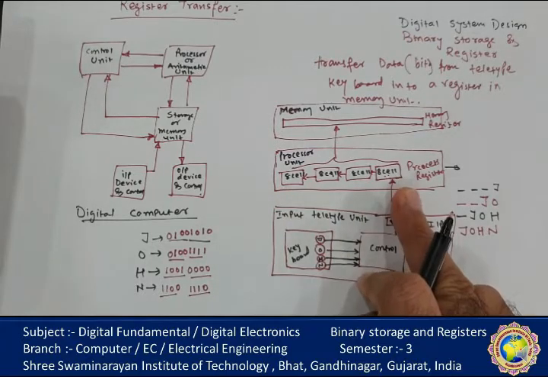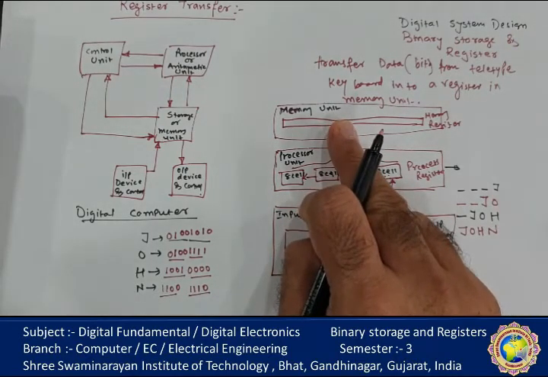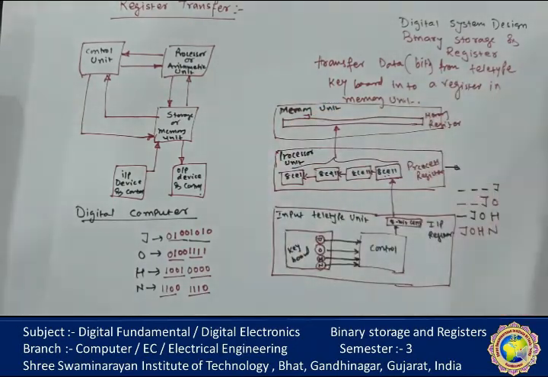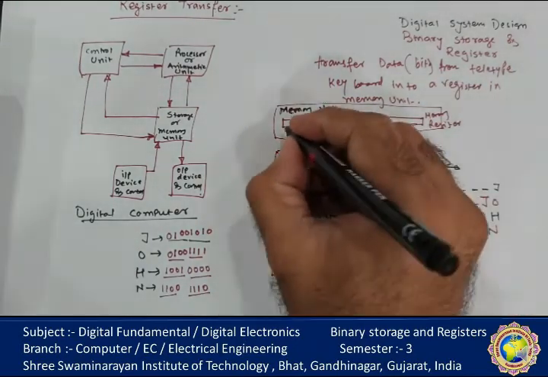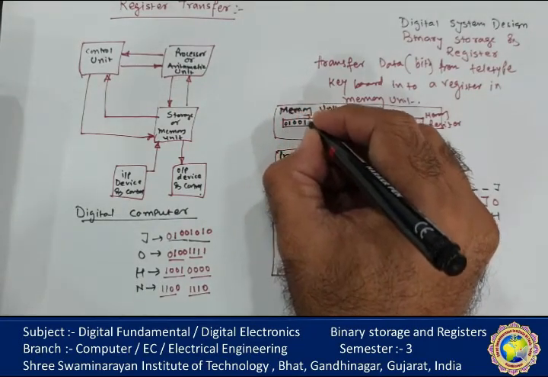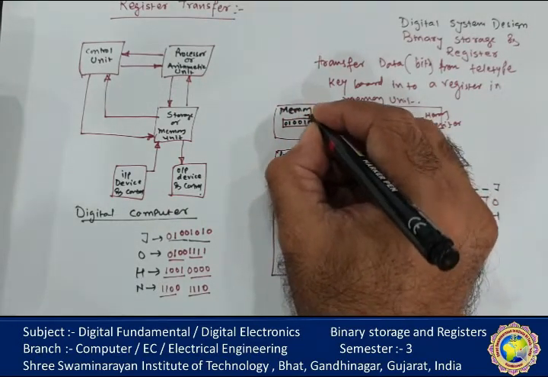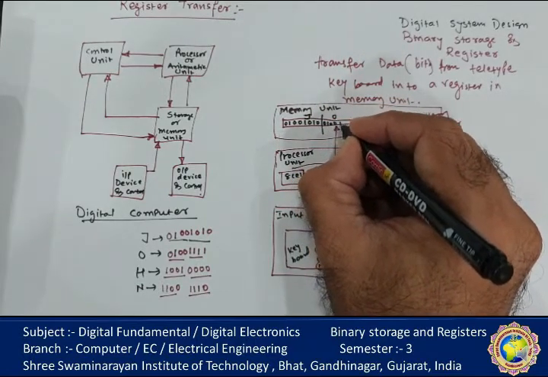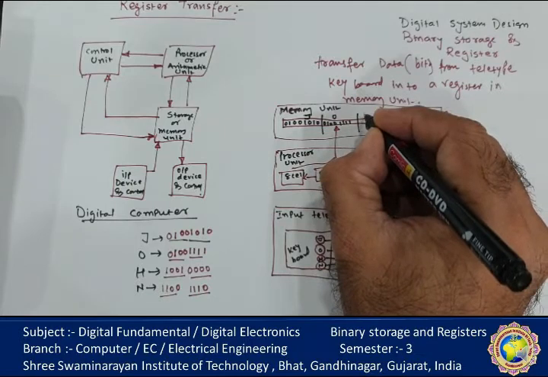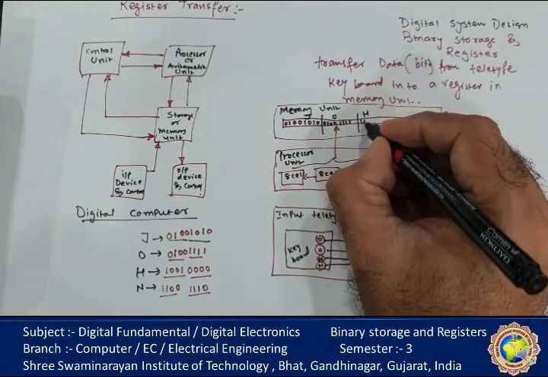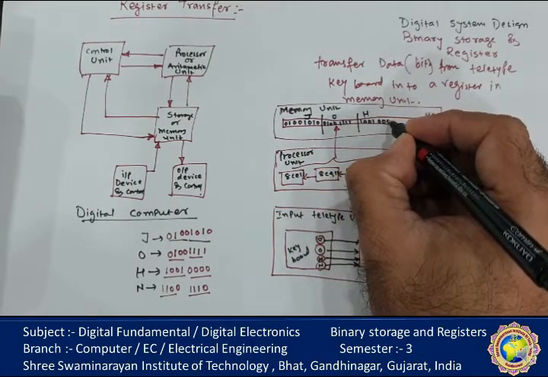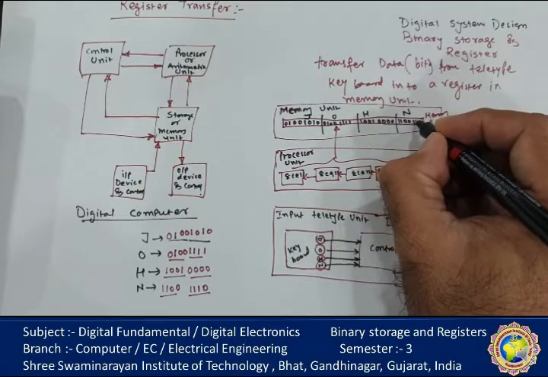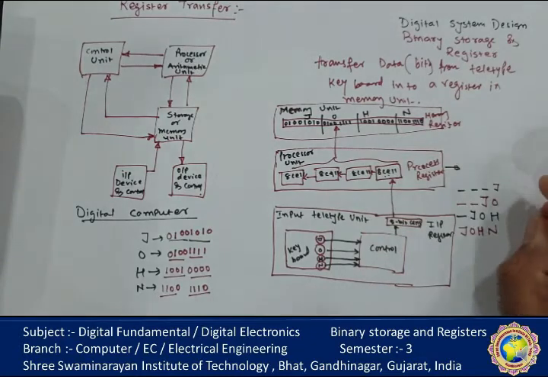After the full process, the register is sent to the memory unit of the computer and it stores the equivalent value of J 0100 1010, O 0100 1111, H 0100 1000, and N 1100 1110.